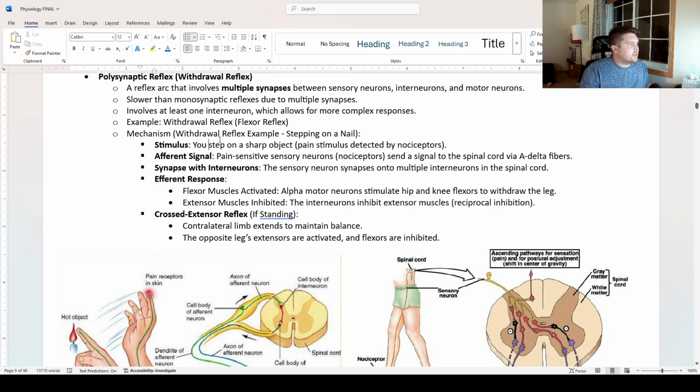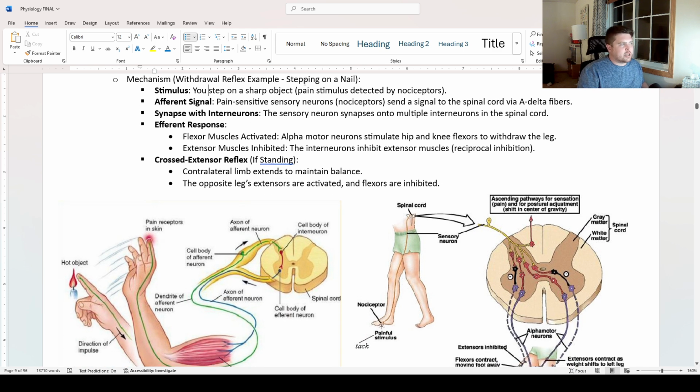So the withdrawal reflex, this is one of the most common ones, like stepping on a nail or stepping on a Lego, stepping on something sharp. That is a stimulus. We step on some type of sharp object. This is also like if we were to touch a hot object, like touching a hot stove. Pain-sensitive sensory neurons, our nociceptors, send a signal to the spinal cord through what are known as A delta fibers. Don't worry too much about that, but know that it gets sent through nociceptors.